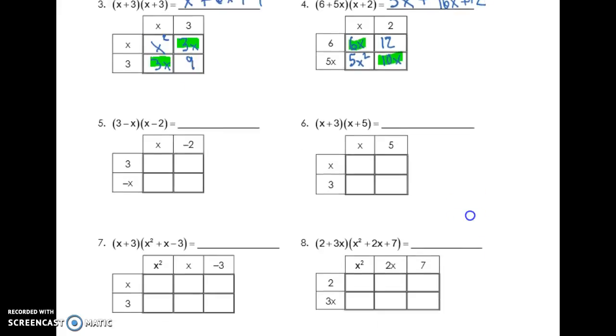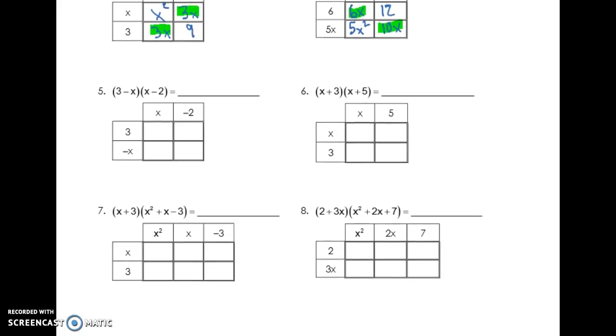And we can extend that using binomials times trinomials. We can multiply anything together. It's just a matter of how many terms we're going to get. So in number 7, we have x times x squared. That's going to be x to the third. x times 3x squared is 3x squared, if I can write that correctly. There we go. All right, and then x times x is x squared.